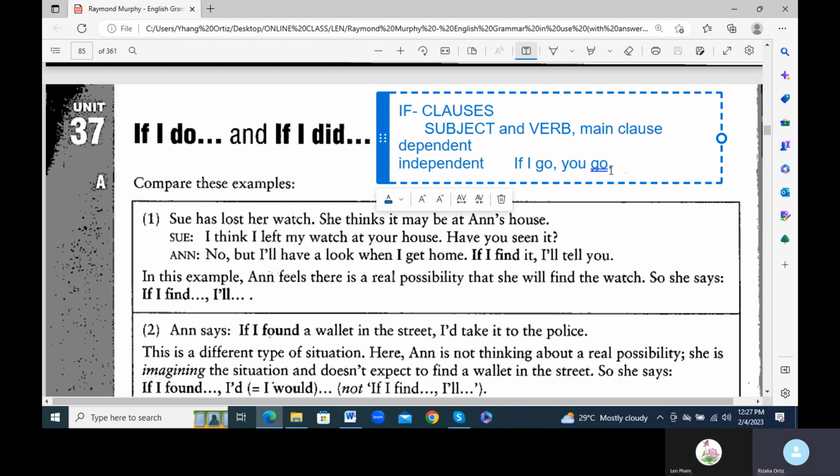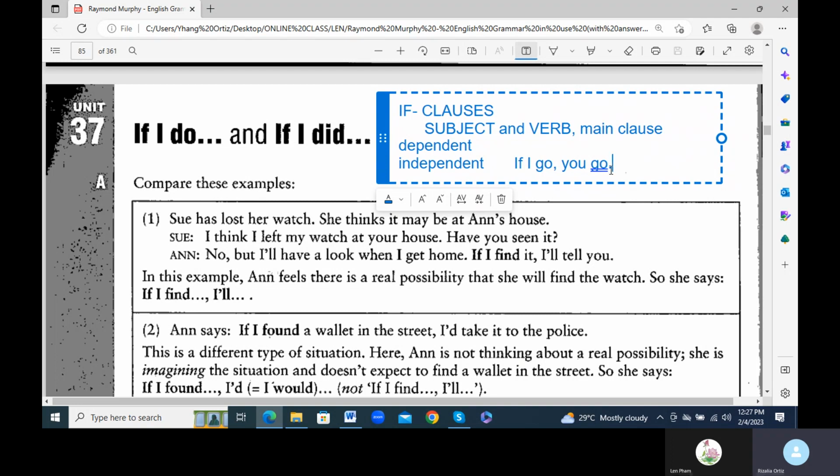So if I say, if I go, you cannot completely understand the clause because it does not have the main clause. So if I say, if I go, you go, then "you go" is the main clause, and this time you can understand the sentence. It's like an if condition: if I go, you also go. Yes, that is right.